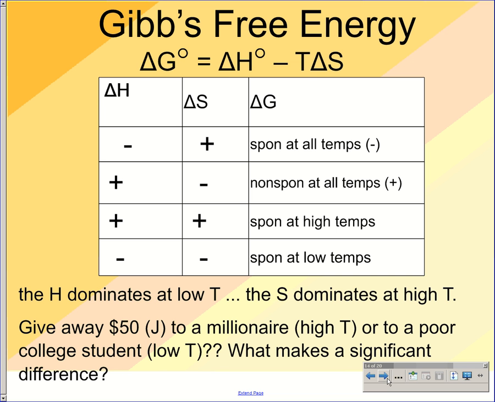You can take a picture of this. This sums up pretty much everything in one table. So, if delta H is negative, is that endo or exo? Exo. If delta H is negative, it's exo.